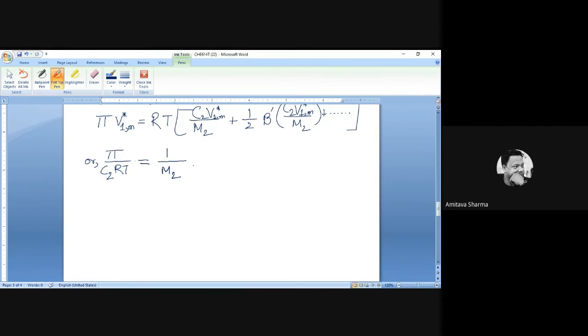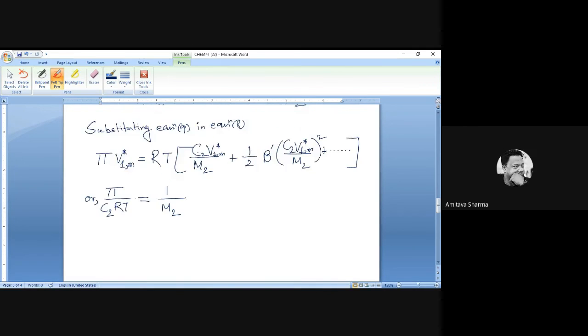Okay, now 1 v1 star will come out from the bracket as a common factor, and it will cancel from the right hand side and the left hand side of the equation, so it will remain 1 by M2 only for the first term, and for the second term it is 1 by 2. If anyone has any problem, just ask me.